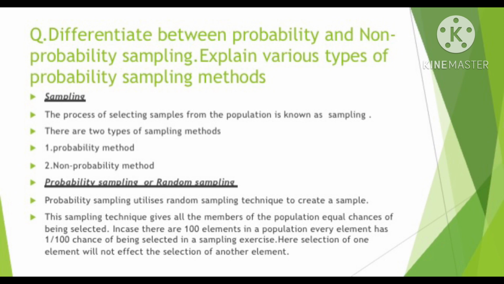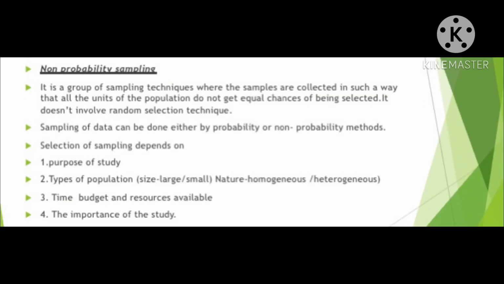In case there are 100 elements in a population, every element has 1 by 100 chance of being selected in the sampling exercise. Here, the selection of one element will not affect the selection of another element. We can say that this probability sampling method is independent. Independent means the selection of each subject is independent of the selection of any other subject in the population. Next one is non-probability sampling method.